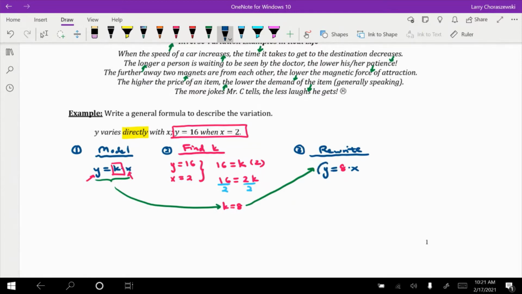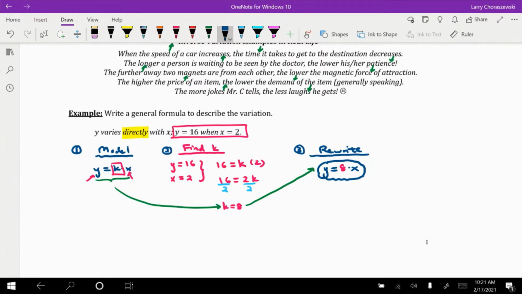For sure. In fact, you can give me any x value now, and I can tell you what the y value is just by plugging it in. So this is what it means when they want us to write a general formula to describe the variation.